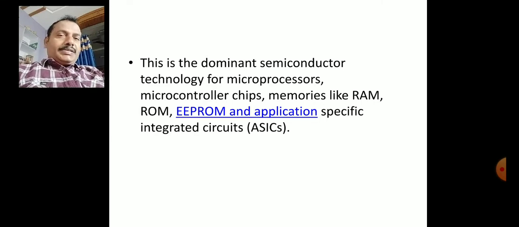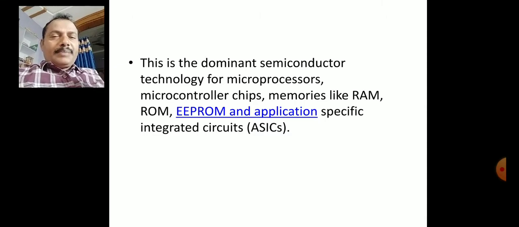And microprocessors, mainly the advanced microprocessors now available, CPUs like i7, i5, i3, Pentium processors. All these are the microprocessors which are the main CPUs in a personal computer, and these processors are basically manufactured using this technology.